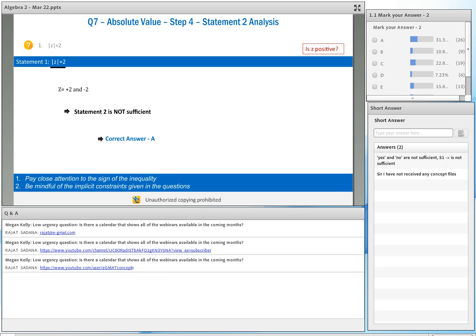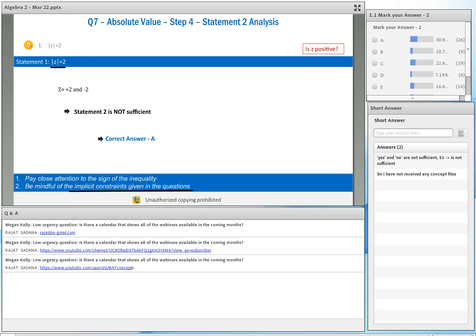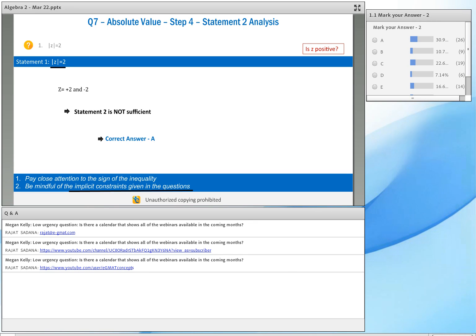Okay. So what's important? You've got to pay close attention to the sign of inequality, and again, be very mindful of the constraints that are given to you, the implicit constraints that are given to you in the question. That's very, very important. The next question is a 700 level question, and this question has actually even less math. It is even more logic.